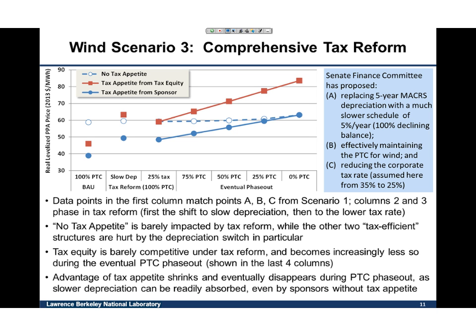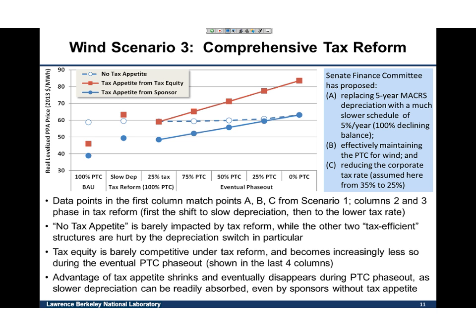And what you see here is that the no tax appetite structure, which is shown here by the open circles, is essentially unaffected by tax reform. And again, this is because the sponsor was previously carrying forward all tax benefits far into the future anyway, which effectively means that it was already depreciating its investment quite slowly. Meanwhile, the other two structures, which are tax efficient, are hurt by the switch to slower depreciation in particular, while the change in tax rate has very little impact. As a result, the tax equity structure is just barely competitive with the no tax appetite structure under tax reform, and it becomes progressively less so as the clean energy credit is phased out over time.